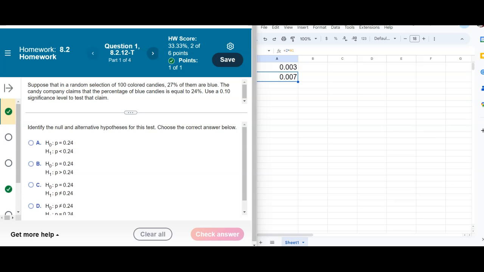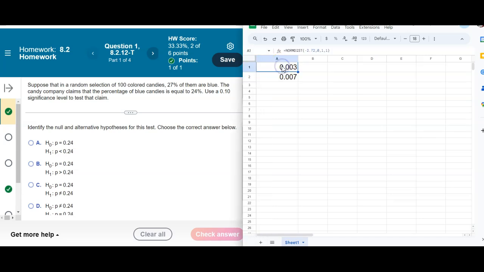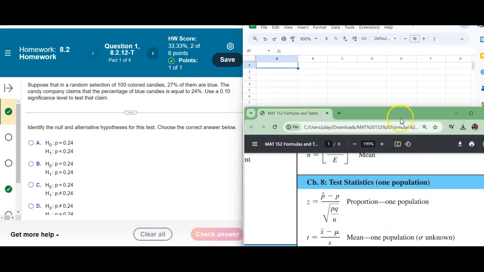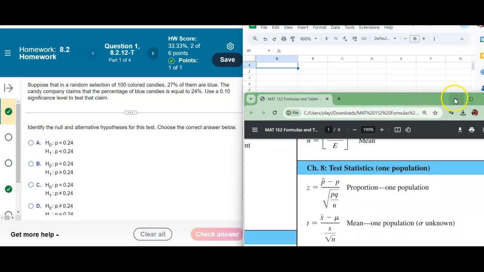Hey stats class, in this video I want to go over how to conduct a hypothesis test about a proportion using a spreadsheet. So remember, on the final exam, the only thing that you're going to have available to you is a blank spreadsheet. You are going to have access to this formula sheet, so you are going to use that, and I'm going to show you how to use that for these hypothesis tests.